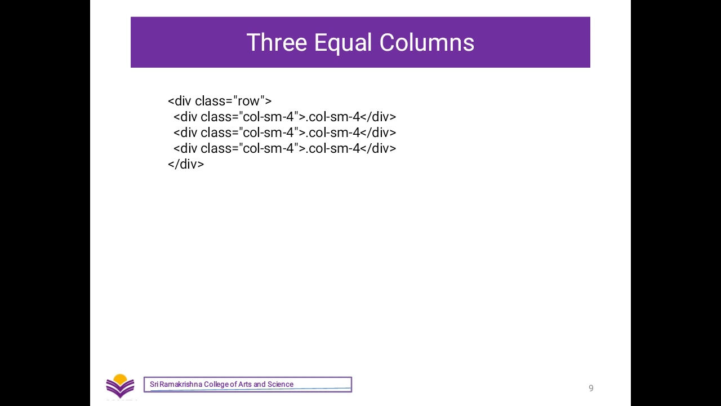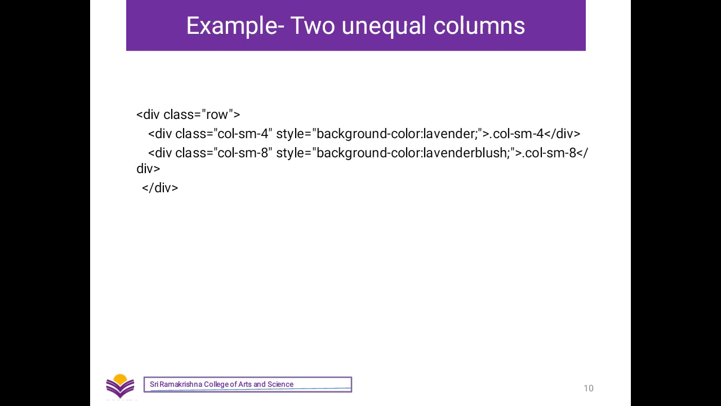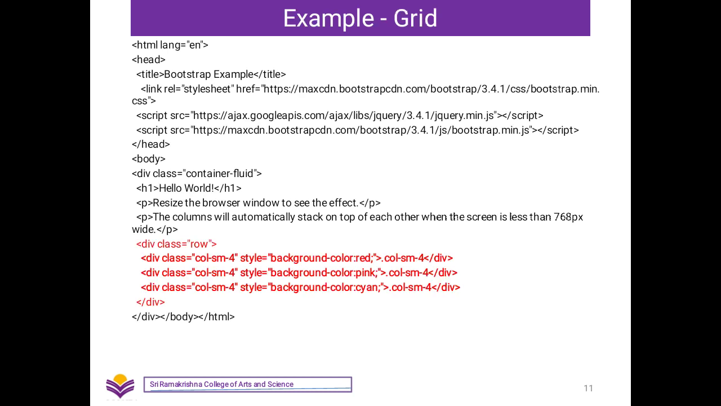This is an example of how to group 3 equal columns. Div class equal to col-sm-4, so 4 columns are combined here. Next is an example for dividing the grid into unequal columns, 4 and 8. Also, the background color is set. So this is the complete code that explains how the grid is divided into 3 equal columns.